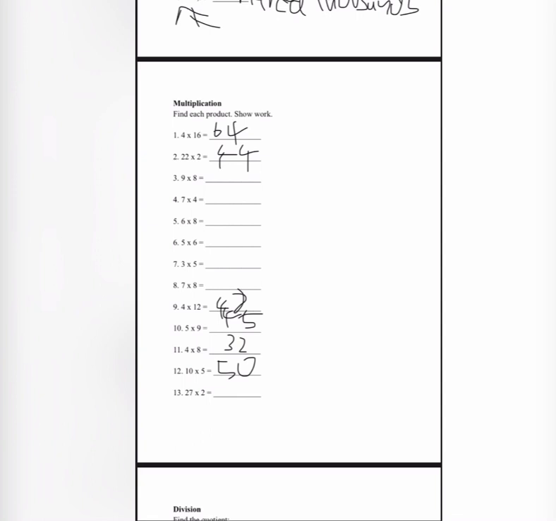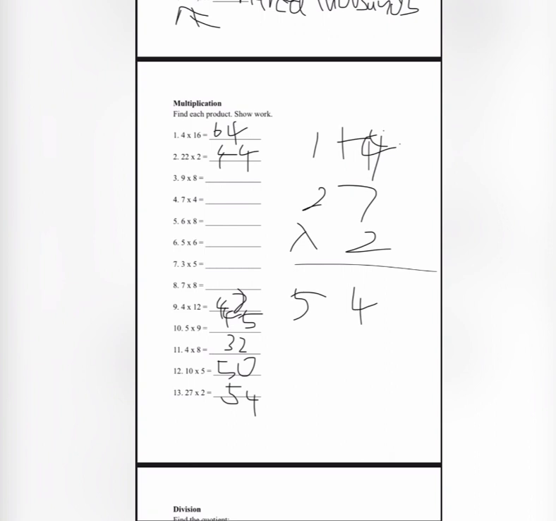Lastly, let's do number 13. 27 times 2. 2 times 7 is 14. Write 4 in the bottom and write 1 on top. And 2 times 2 is 4. And we need to add this number. 4 plus 1 is 5. So number 13 answer is 54.